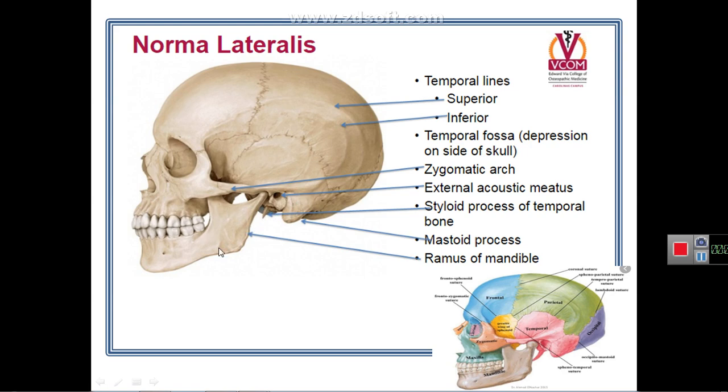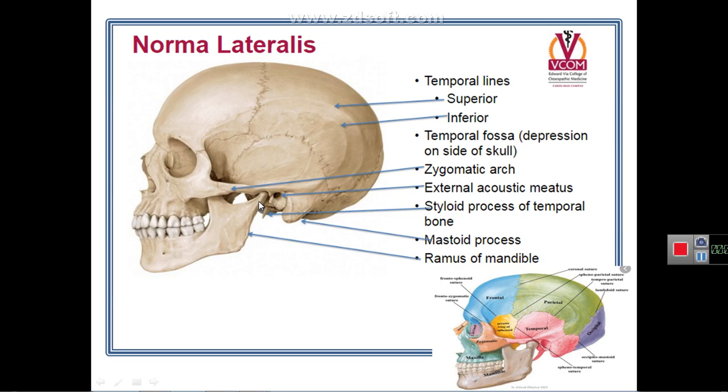The lateral aspect of the skull, the norma lateralis, also shows the ramus of the mandible. The anterior part of the mandible is called the body, and the lateral part projecting upward is called the ramus of the mandible. The ramus appears as a quadrilateral bone. It has two upper projections. The anterior one is called the coronoid process, and the posterior one is called the condyloid process, and in between them is a notch, which is called the mandibular notch.